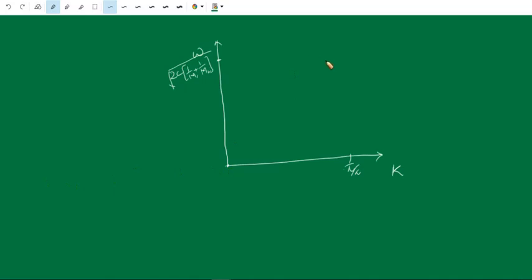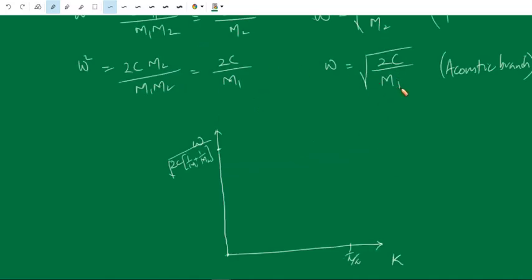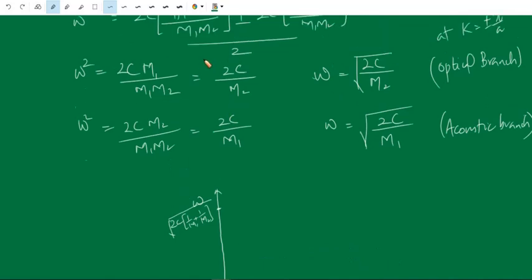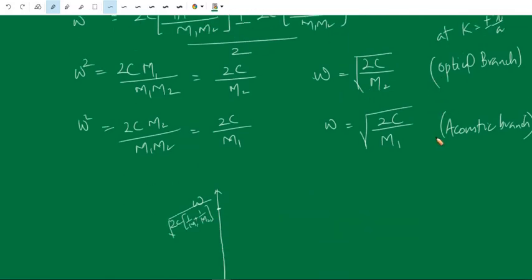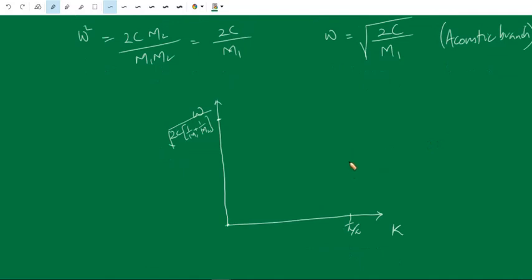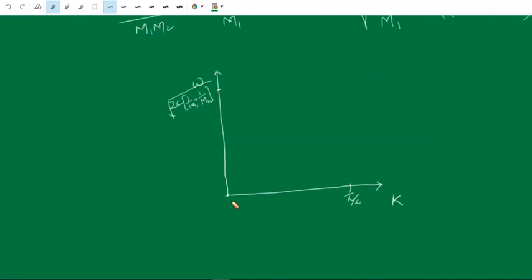Okay. At plus pi by a, the value of acoustic branch will become 2c divided by m1, which is a smaller value compared to the frequency corresponding to the optical branch. So at smaller values of k, as k increases, omega square increases linearly, and it will become 2c divided by m1 at pi by a.